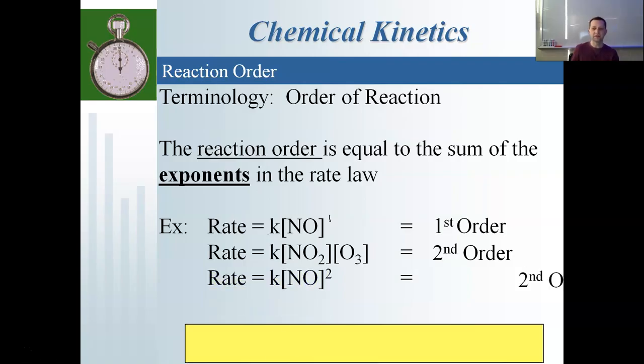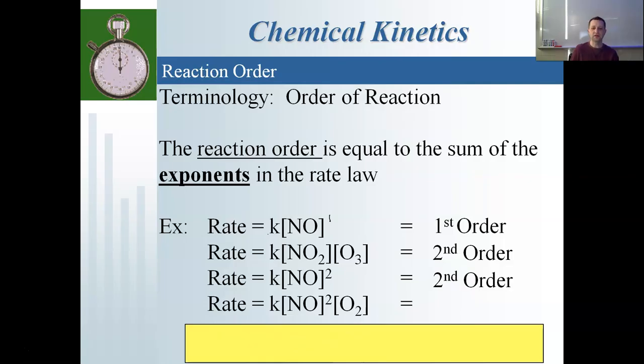Here's another example of a second order rate law because we have k times NO squared. Our exponent is 2, and that's the only exponent we have there, so we have a second order rate law. Last one is rate equals k times NO squared times O2, and that is going to give us a third order rate law. Pretty easy stuff here.